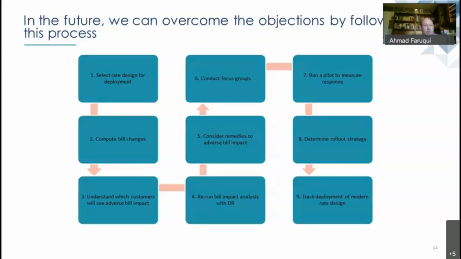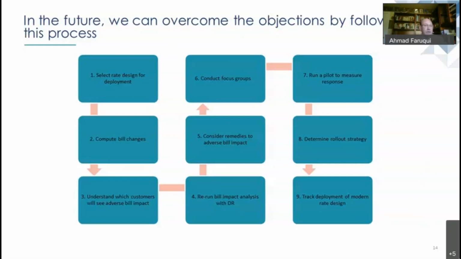How do we address these objections? Because there are real objections. They will arise in just about every case. First of all, look at the different rate options. Pick the ones that you think are best suited for your jurisdiction. Compute what the impact will be on different customers of those different rate designs. You have the data, the load research data. Try to understand which customers are likely to see an adverse bill impact.